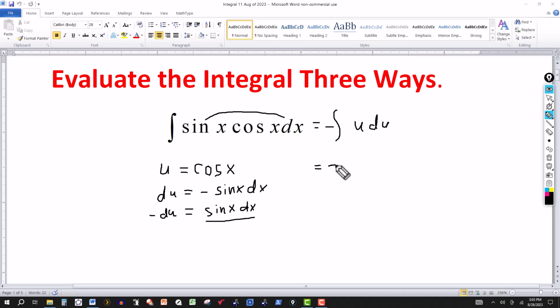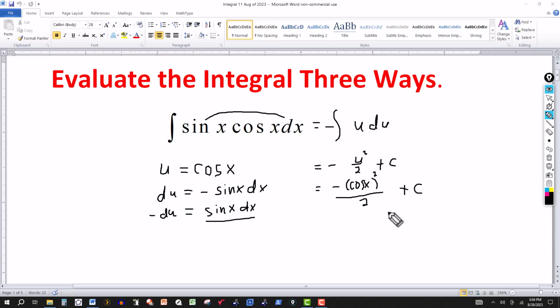Integrate, I get minus here. Using the power rule for integrals, add 1 to the exponent. This will give me a u squared, and then divide by that value. That's 2. Plus the constant of integration. Then we go back to the original variable. So this will be a minus. And u is cosine of x. This will be cosine of x, quantity squared, over 2, plus the constant of integration.